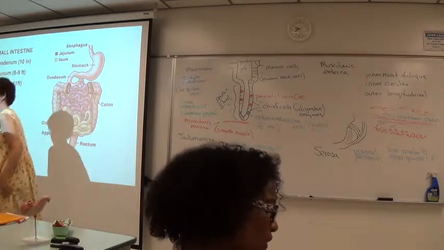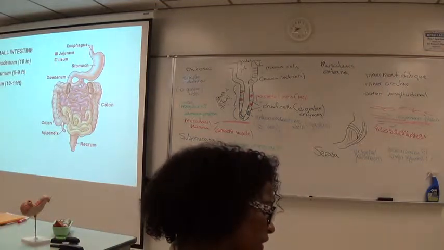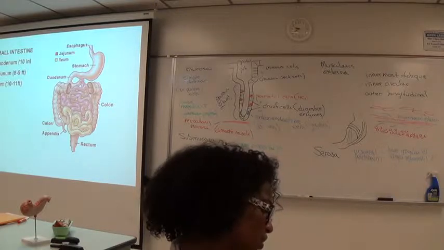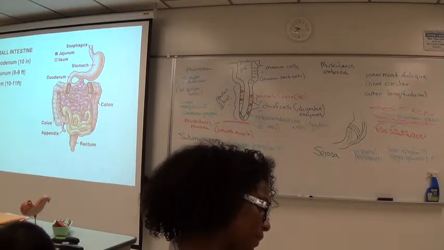She just said this is for the innermost oblique, now inner circular, and then outer longitudinal. That's what these are supposed to be. Yeah. It's the nerve.